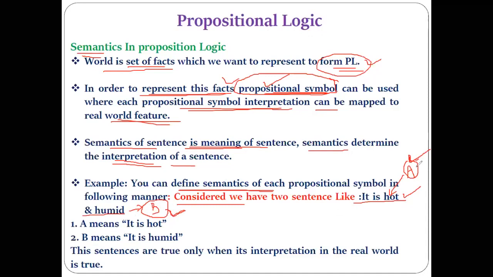Now, what is the meaning of this A? What is the semantics of this A? The semantics of A is nothing but it is hot, and the semantics of B is nothing but it is humid. Understood?